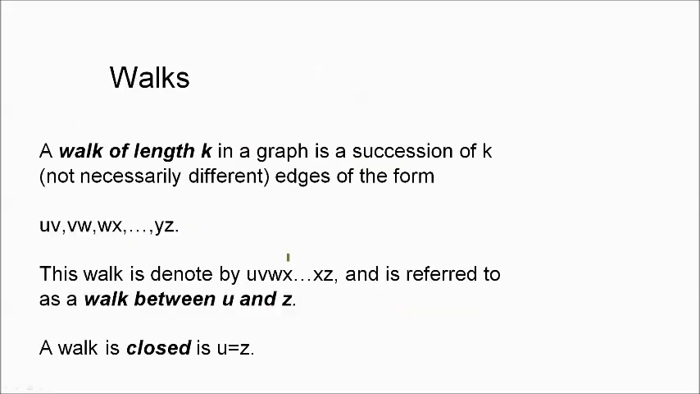A walk of length k in a graph is a succession of k edges of the form shown. This is just an example. This walk is denoted by wx and then xa, and is referred to as a walk between u and v. A walk is closed if u is equal to v. So guys, this is just an example since the variables are given.